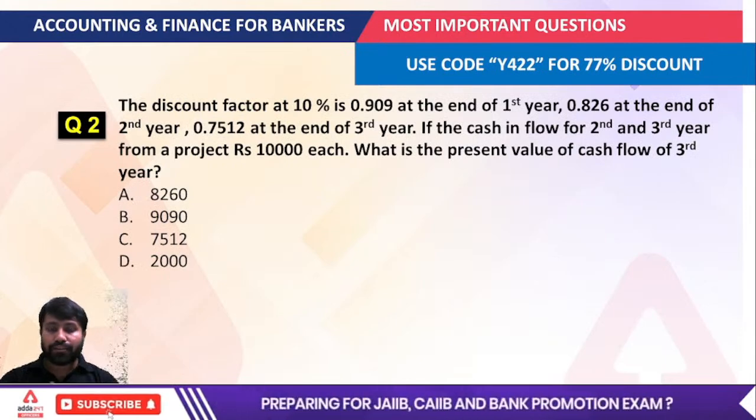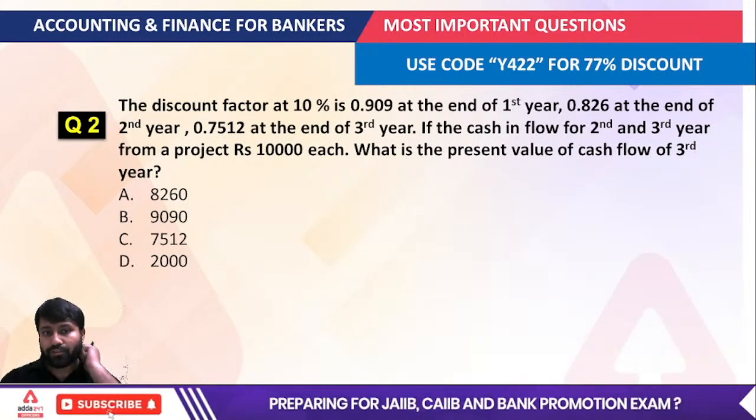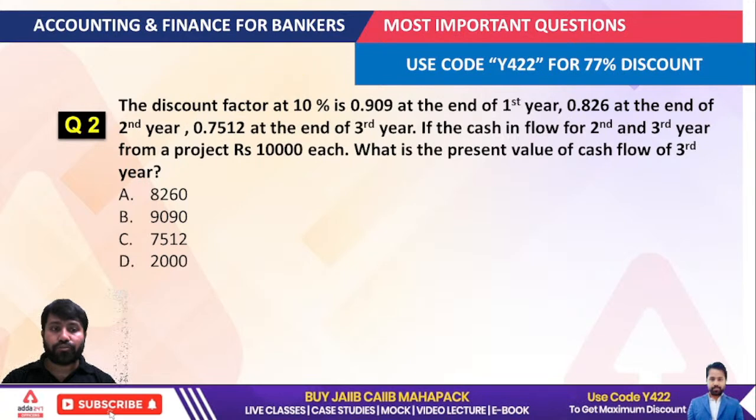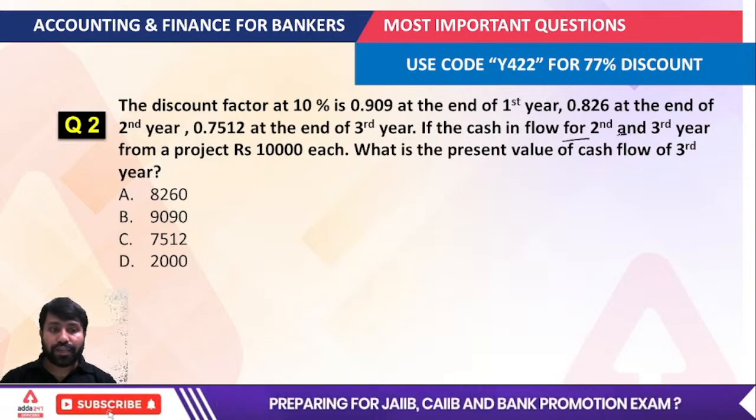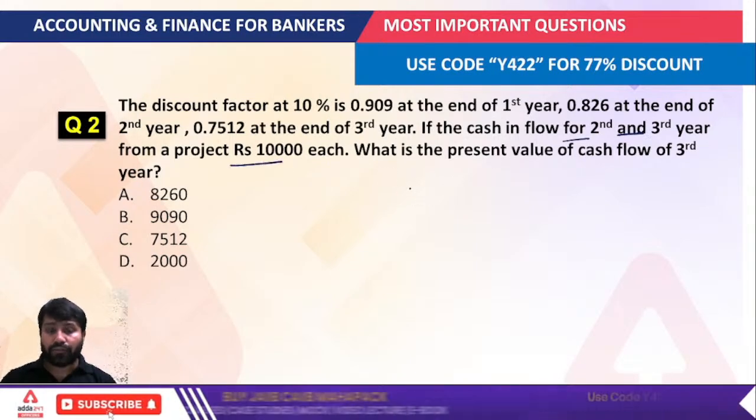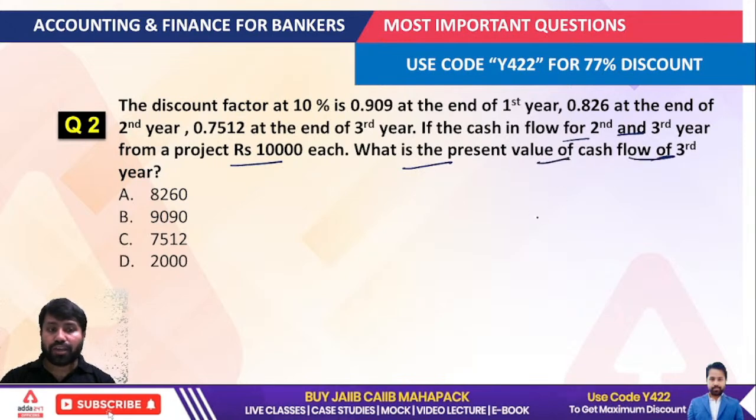The discount factor at 10% is 0.909 at the end of the first year, 0.826 at the end of the second year, and 0.7512 at the end of the third year. And if the cash inflow for the second and third year from a project is given, what is the present value of the cash flow of the third year?